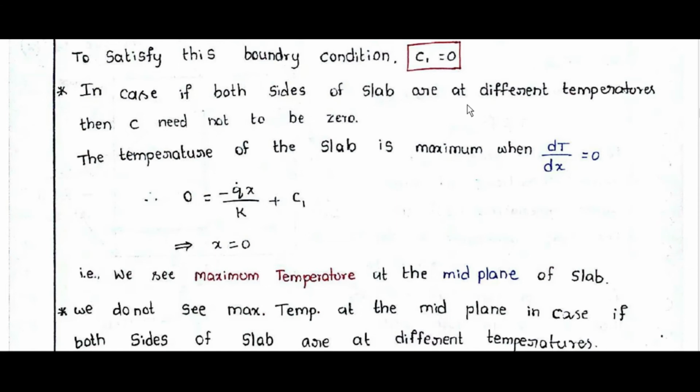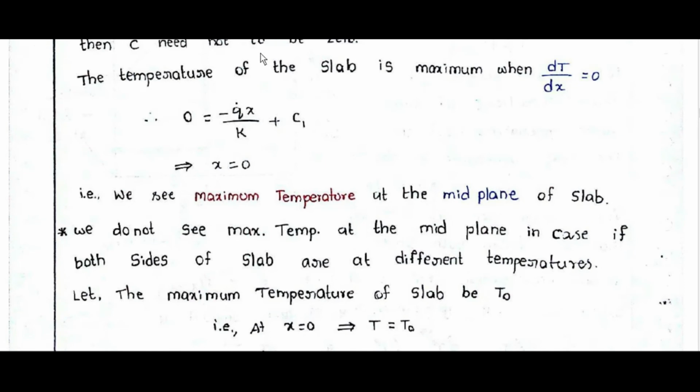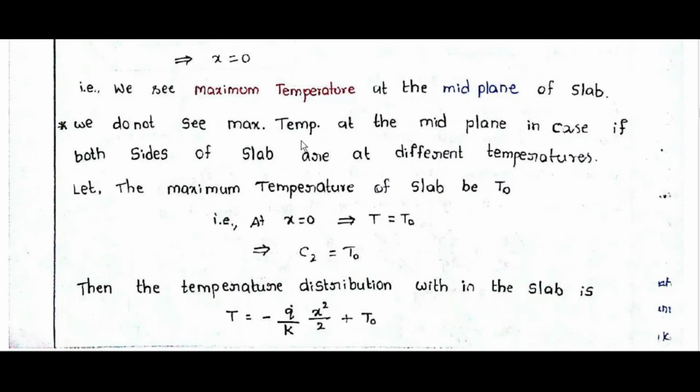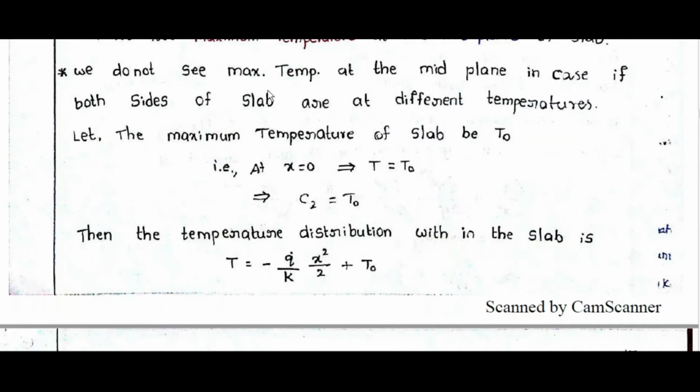In case both sides of the slab are at different temperatures, C1 need not be 0. The temperature of the slab is maximum when dT by dx is equal to 0. Minus q dot x by k plus C1 is equal to 0, that is at x equal to 0. We see maximum temperature at the midplane of the slab. Otherwise, we do not see maximum temperature at the midplane.